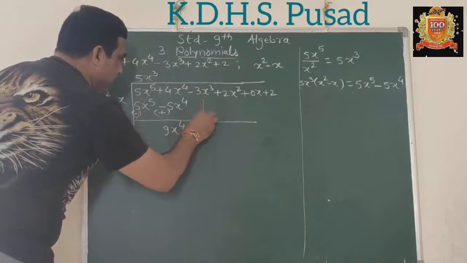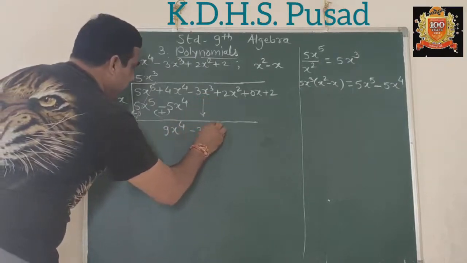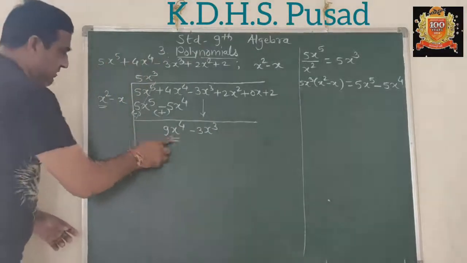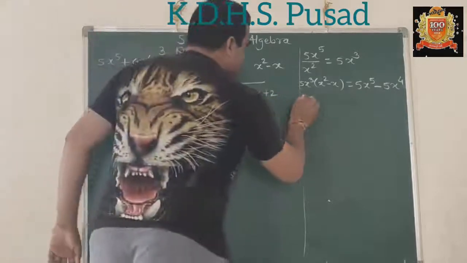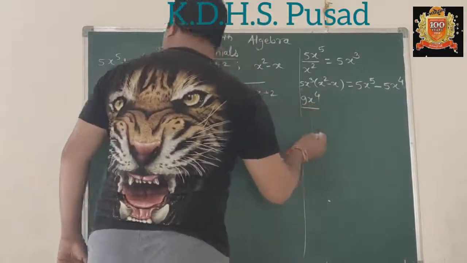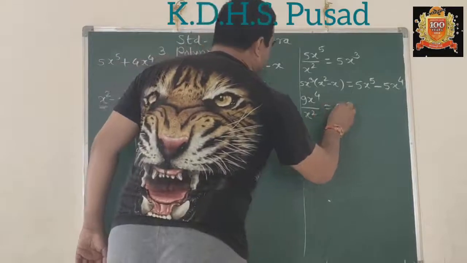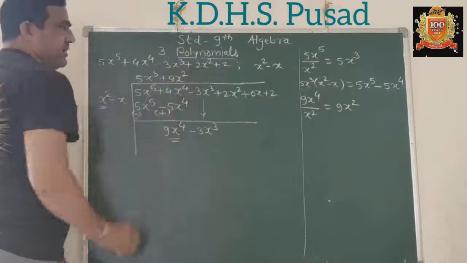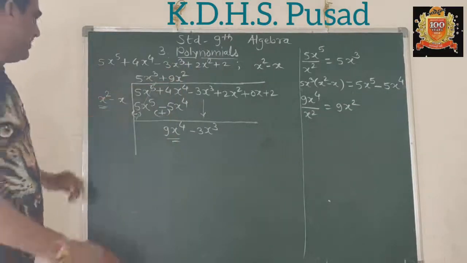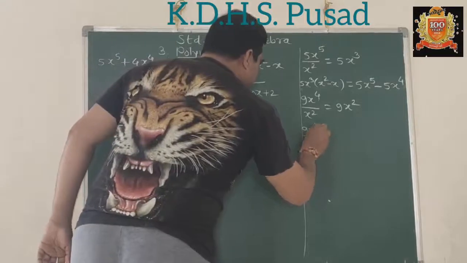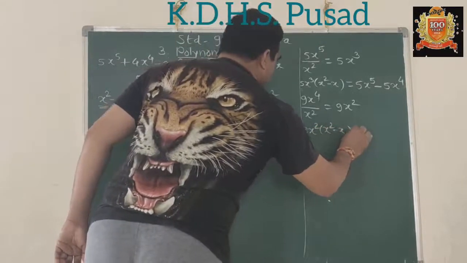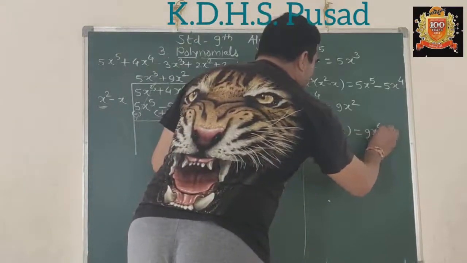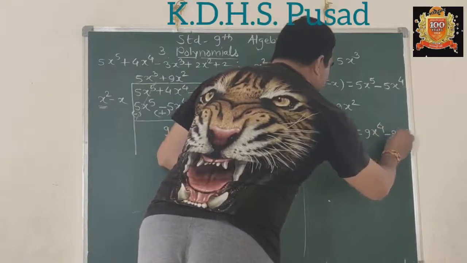Now take this next term below here, minus 3x cubed. Now same. Consider this first term divided by this term. So here 9x to the power 4 by x squared. So answer will be 9x squared. So write this plus 9x squared. Now next step, multiply this with this. So here 9x squared in bracket x squared minus x. So multiply one by one. So that will be 9x to the power 4 minus 9x cubed.